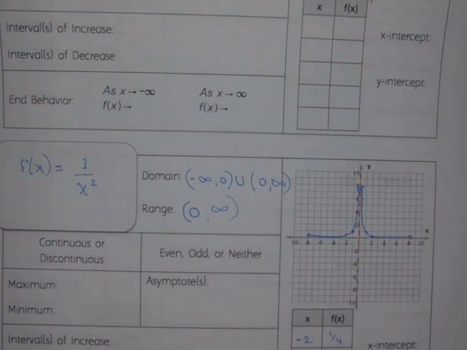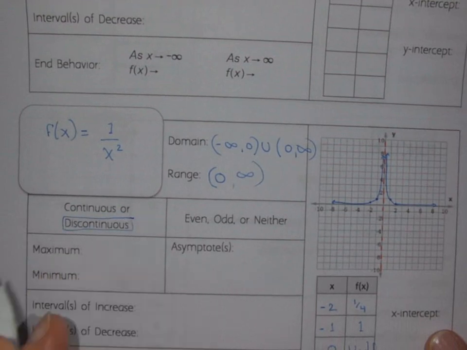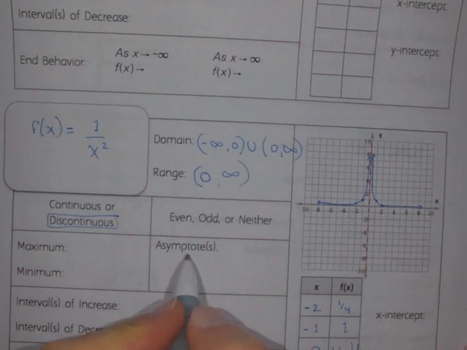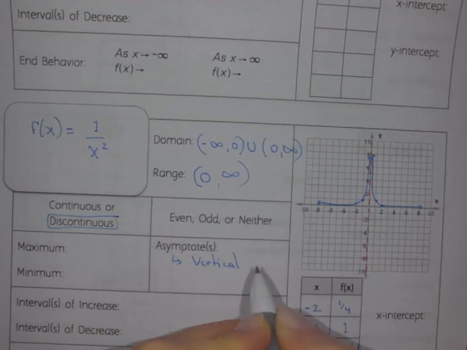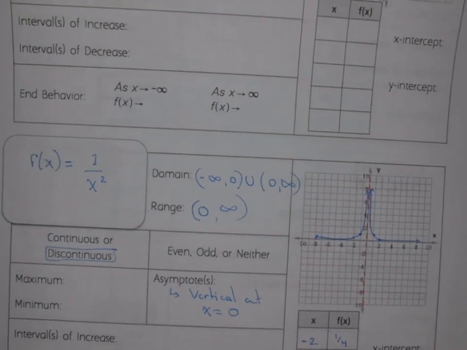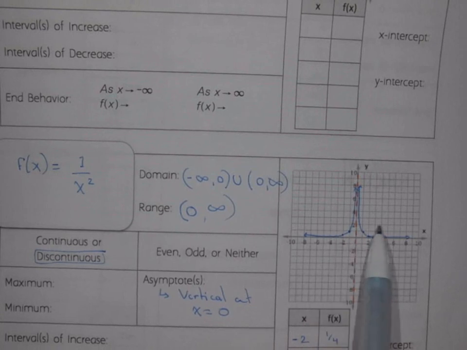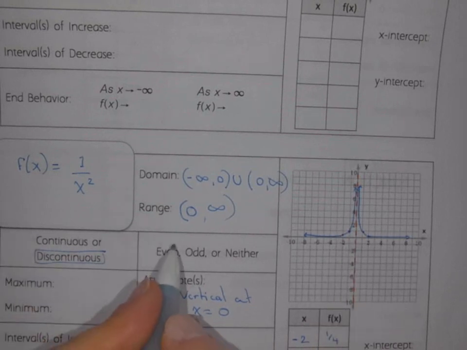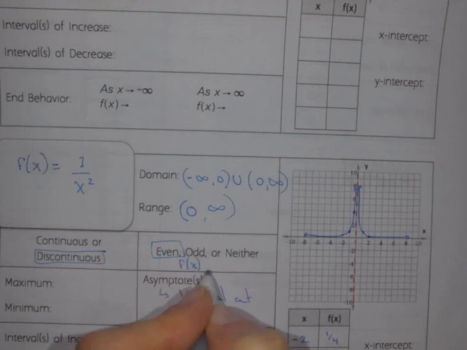This function is obviously discontinuous because I have my vertical asymptote in the middle, so let's put that asymptote down. It's a vertical one, and it is at x equals 0. The function is even, right? Because if I would fold on the y-axis, well, I would have those two branches on top of each other. So this is an even function, meaning the two opposite x's are going to give me the same y values.